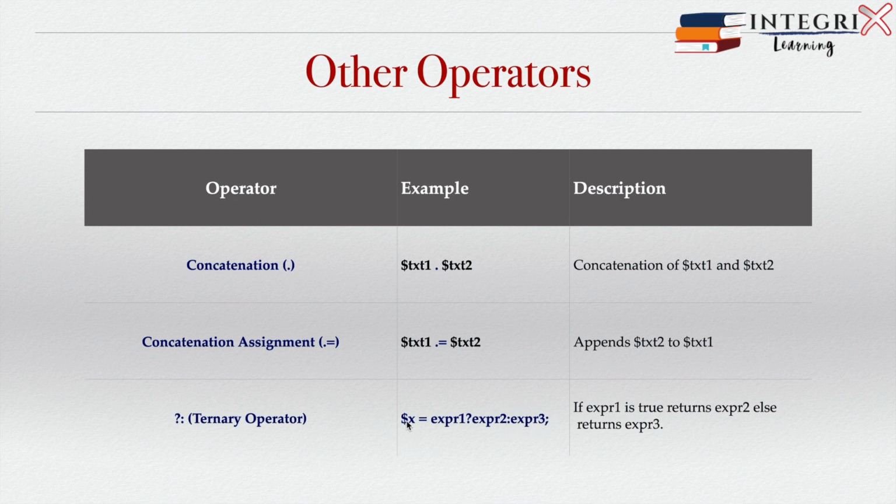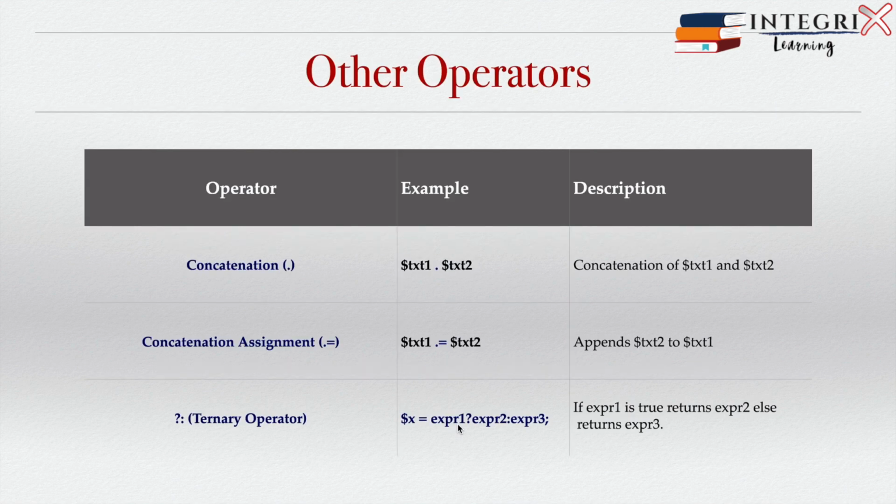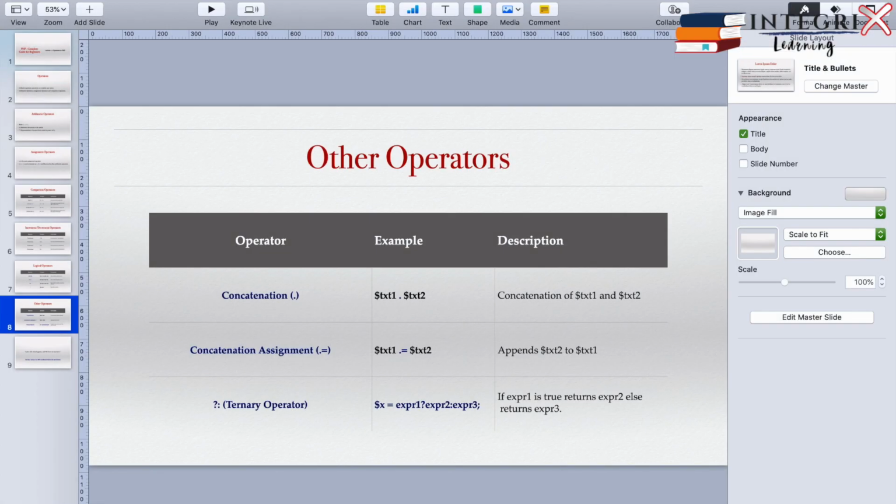So $x will be assigned expression 2 if expression 1 holds good. It will be assigned expression 3 if expression 1 is false. When we do an example in our sandbox, it will become more clear to you. So let's go to our sandbox.